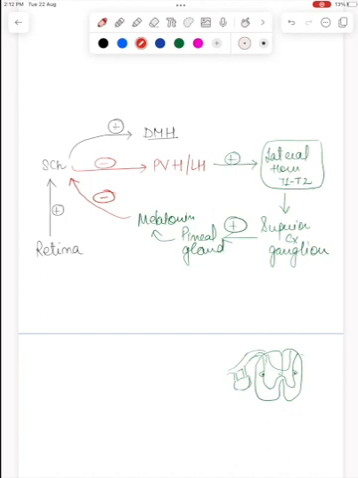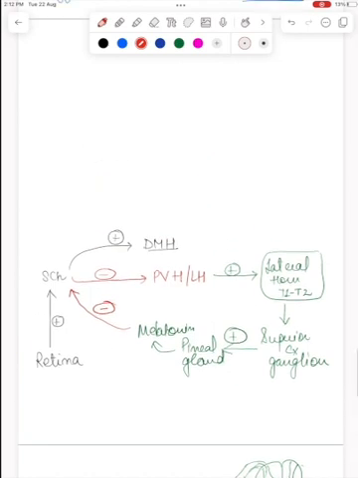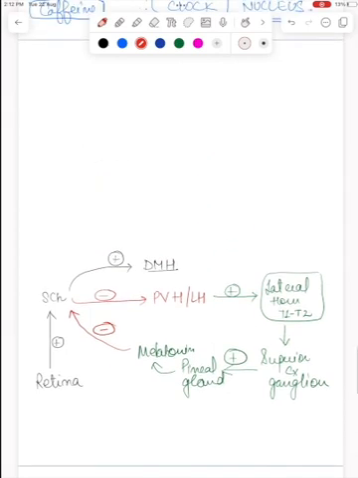So what does this dorsomedial hypothalamus do? It is essentially going to stimulate your lateral hypothalamus or the orexinergic neuron that I talked about earlier, and other arousal centers.